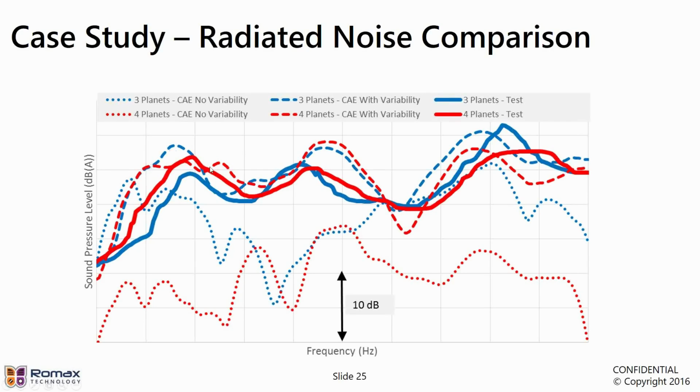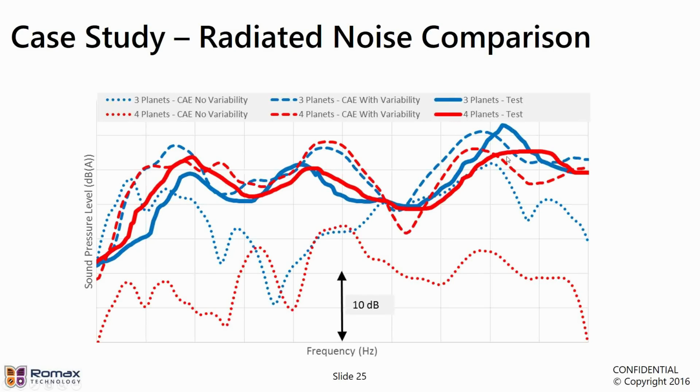The dashed lines here, the red and blue dashed lines, show the results of the simulation when we do include those errors, the pitch errors and run out of the carrier with respect to the ring gear. And when we do include those errors, there are 2 main things. First of all, it matches the test data very, very well for such a complex system, including all that sideband behavior. And the second thing is that, within the boundaries of error of both the analysis and the measurement, there is no difference between the 3-planet and the 4-planet design. They produced very, very similar results. And of course, that's exactly what the test data shows.